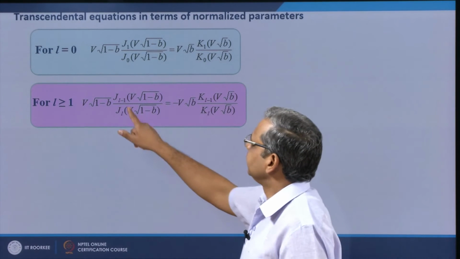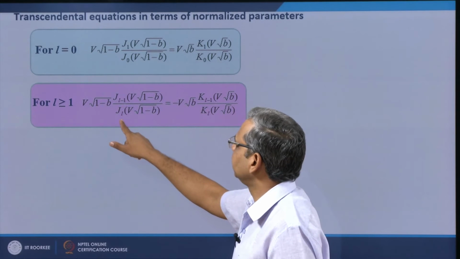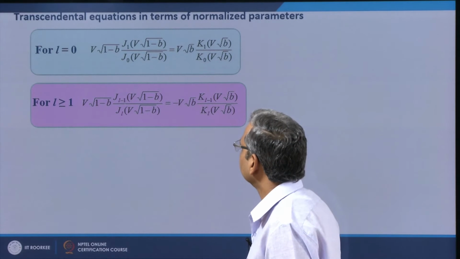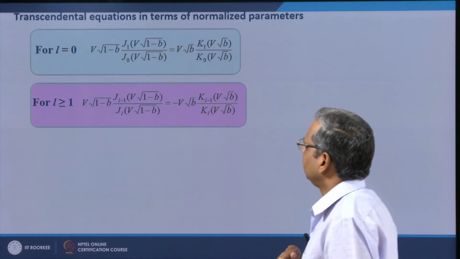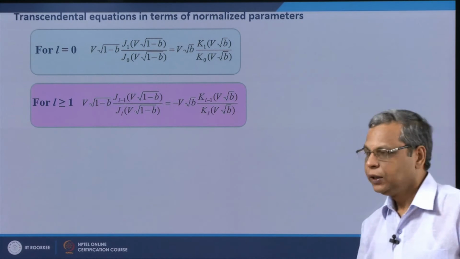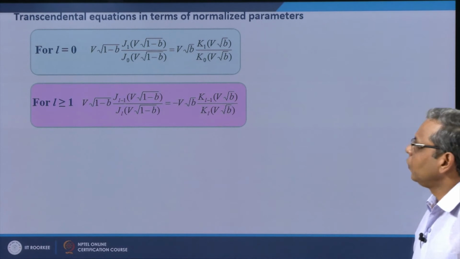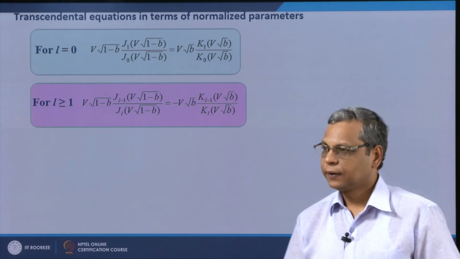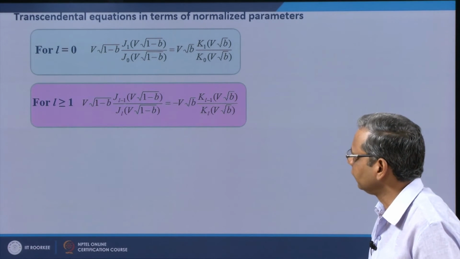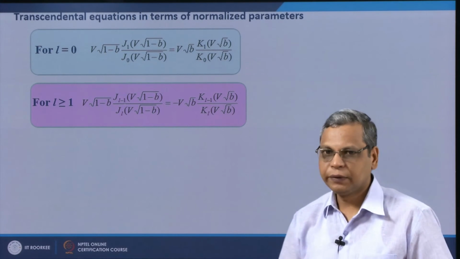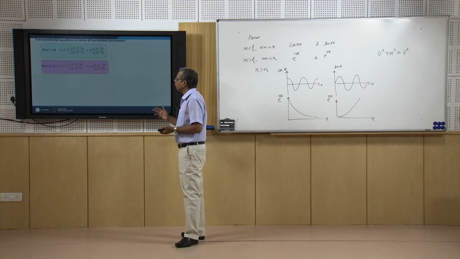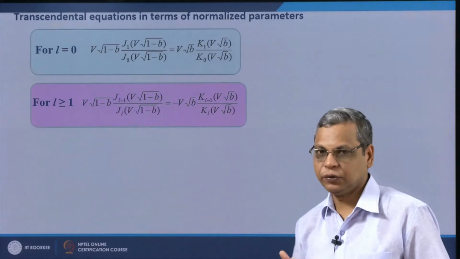So here I have J L minus 1 upstairs and J L downstairs, while I have J1 upstairs and J0 downstairs. Okay, so this is the only difference we should take care of, and also here I have positive sign, here I have negative sign. So for any given value of L, I can have the eigenvalue equation, and I can solve it for different values of V and generate what are known as bV curves, which are universal curves.